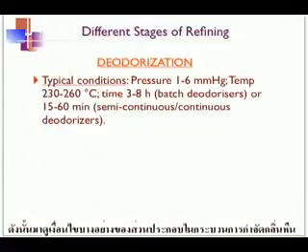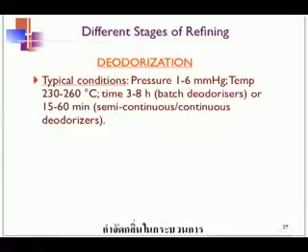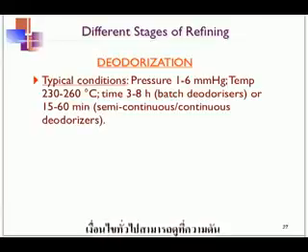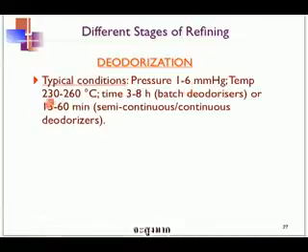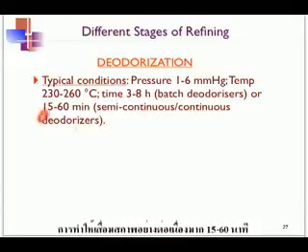So let's look at some of the typical conditions in the deodorizer during the process. The typical conditions, as you can see here: the pressure is very low, so the process is done basically under vacuum. Then the temperature is very high, between 200 to 230 degrees Celsius, and the time is between 3 to 8 hours for batch deodorizers, or much shorter, between 15 to 60 minutes, for semi-continuous and continuous deodorizers.